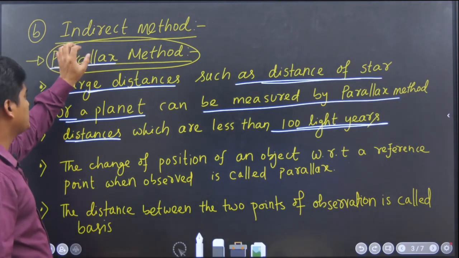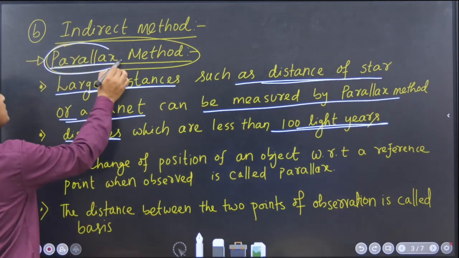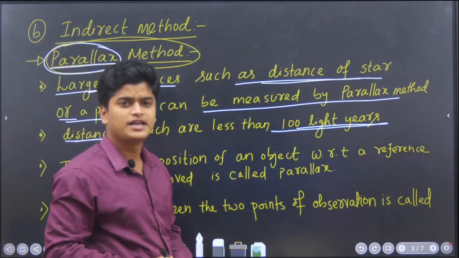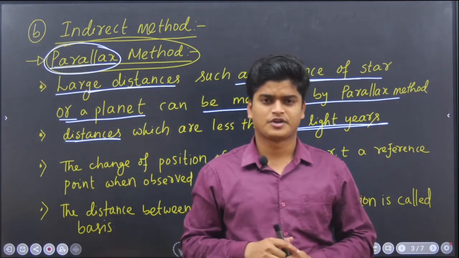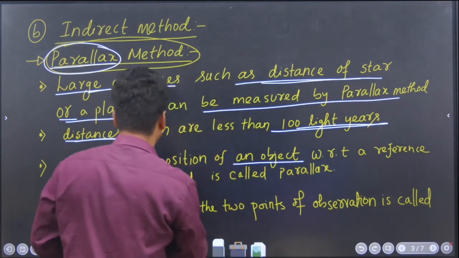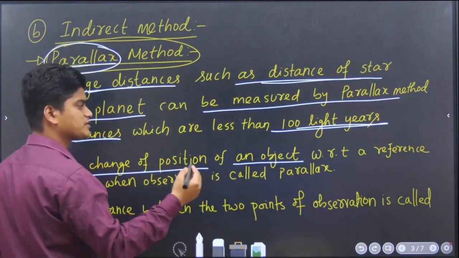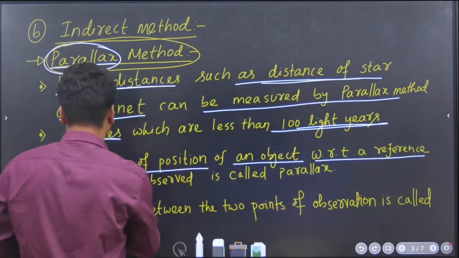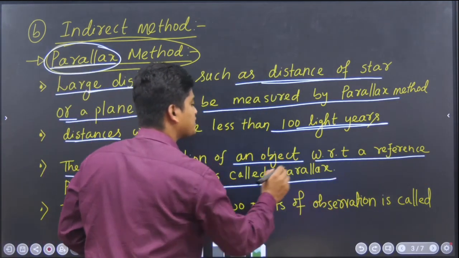And what does parallax mean? Parallax means the change in position. The change of position of an object with respect to a reference point when observed is called parallax.